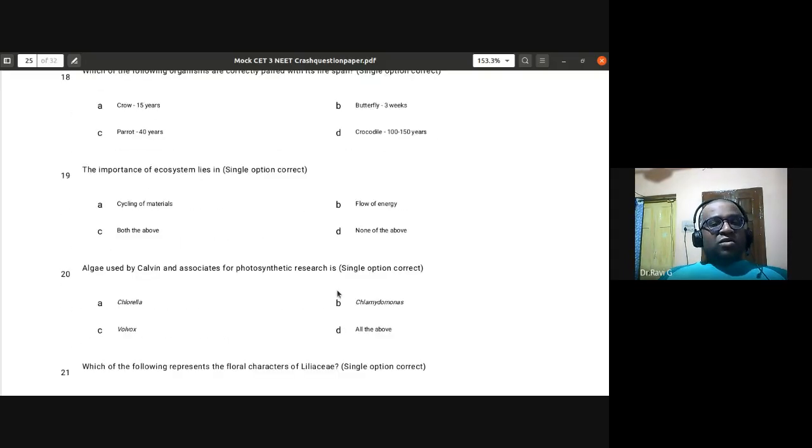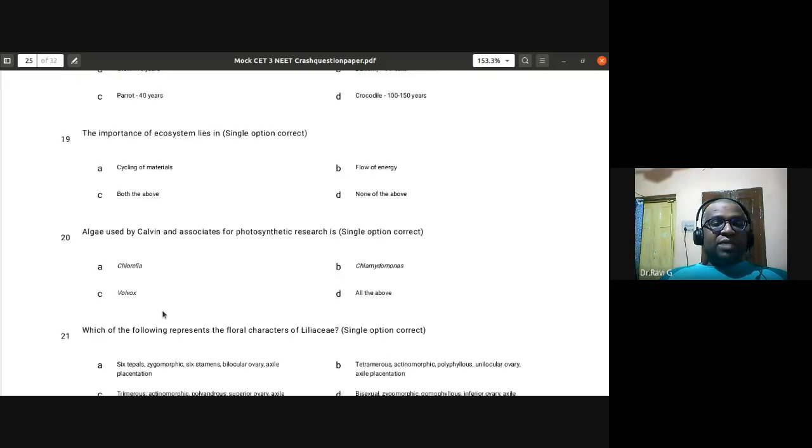The importance of ecosystem lies in cycling of materials, flow of energy, both the above, that is cycling of materials and flow of energy, or none of the above. So 19th, both the above is the right answer, where cycling of materials and flow of energy is important for ecosystem. Okay, both are required.